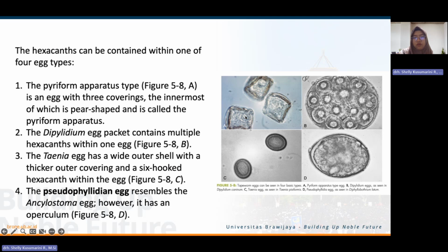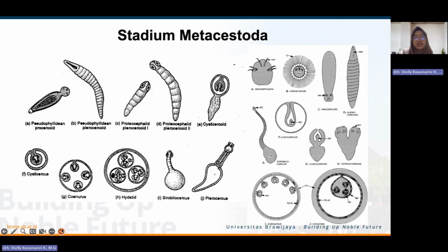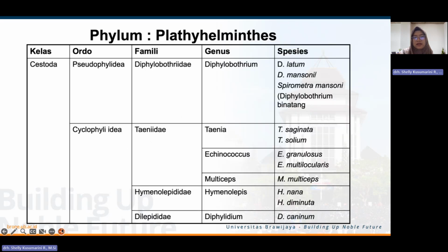The first one is piriform, and the second one is Dipylidium eggs. You can see this is the egg packet containing multiple hexacanths within one egg. And then these are the tiny eggs. They have hooks and a hexacanth and a thin white outer layer, and then these are Pseudophyllidea eggs. Next, this is the phylum Platyhelminthes, especially the class Cestoda, and these are all the species we study today.